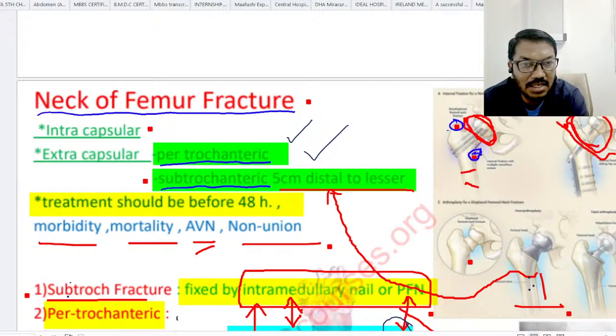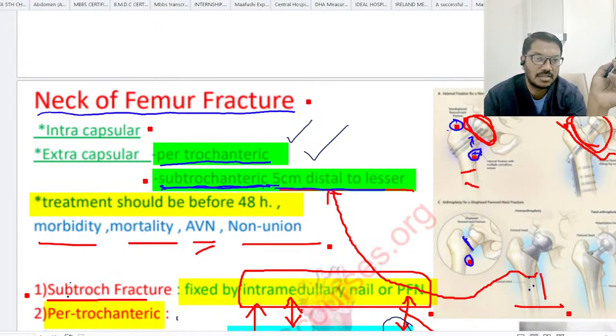Extracapsular also pre-trochanteric, before the trochanter, like this one. See here, here is the trochanter, but the fracture is before the trochanter, like this. And subtrochanteric, which is 5 centimeter distal to the lesser trochanter. It should be here, 5 centimeter here. Subtrochanteric, 5 centimeter.